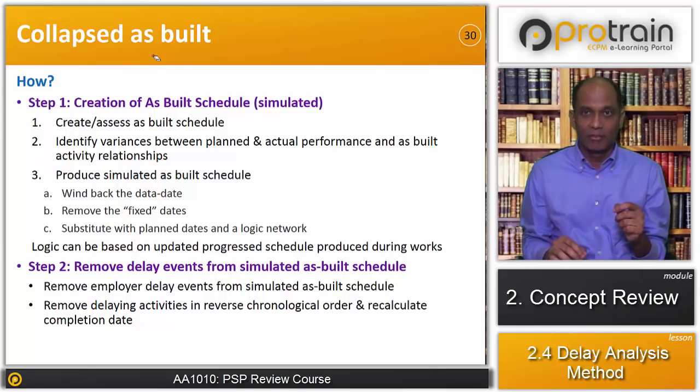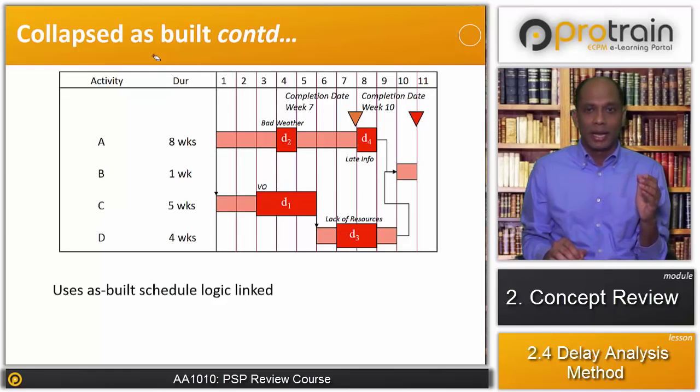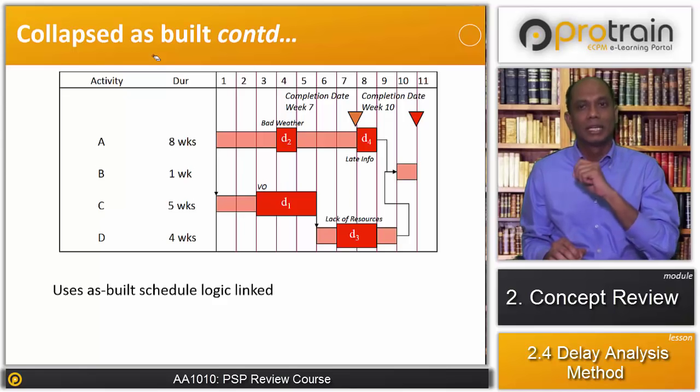So let's take a graphical example and understand how it behaves. On the screen, you have the as-built schedule, logic linked. This is the as-built schedule with the linked logic. So what is happening here? We have the schedule the way it is built, and it has the delays also.